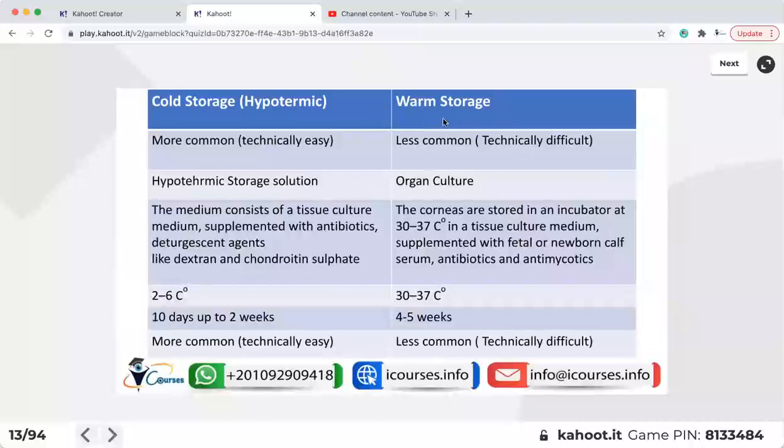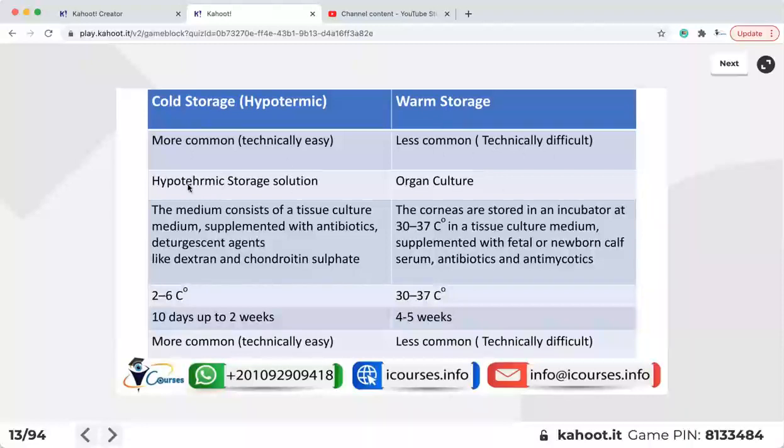Actually, the warm storage, although it was invented in the USA, is no longer present in the US. It is now limited to a part of the world, mainly Western Europe, specifically Spain. So they are still adopting this technique of storage at the current time. Why it is technically difficult, I will tell you now.